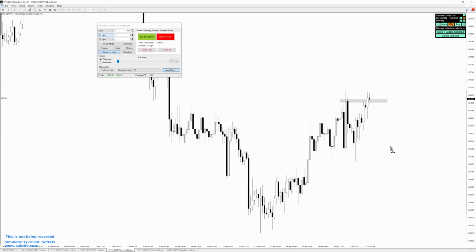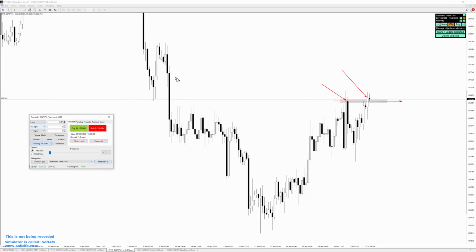So the first thing we can identify is that there was a resistance formed on the 4-hour right over here. We had a resistance formed, and this 4-hour candle broke above this resistance. When we take a look to the left-hand side, we have a clean candle to the left right over here.